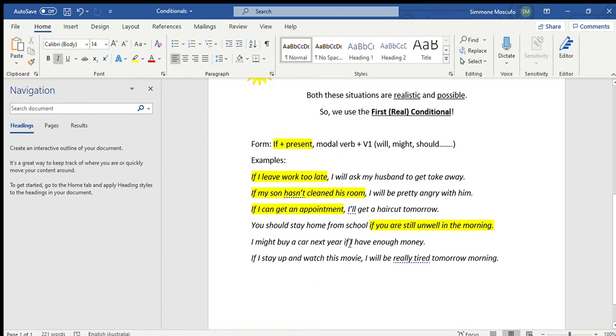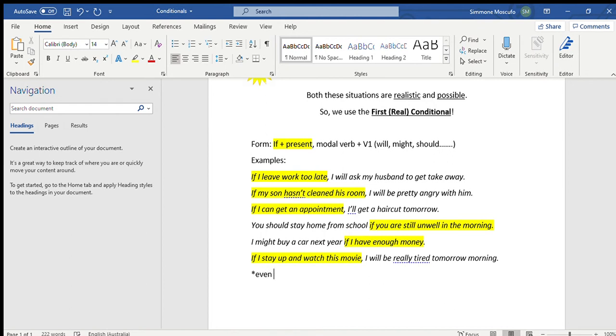If I have enough money, we're still using the present. If I stay up and watch this movie, I'll be really tired. So a lot of students have a bit of a problem with this because when we use the if clause, we're talking about the hypothetical future, okay? But it doesn't matter. We still use the present form, okay?